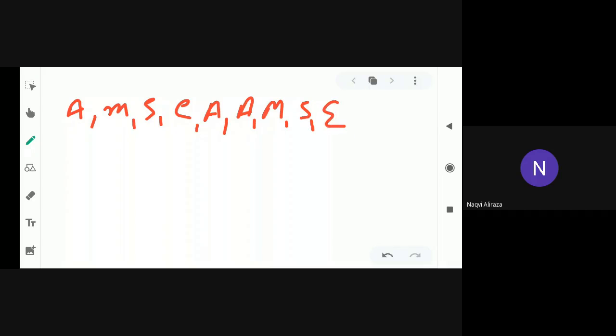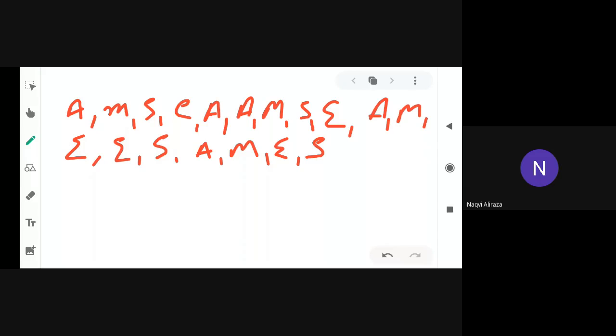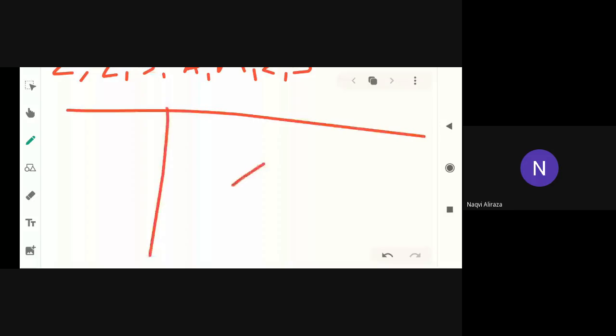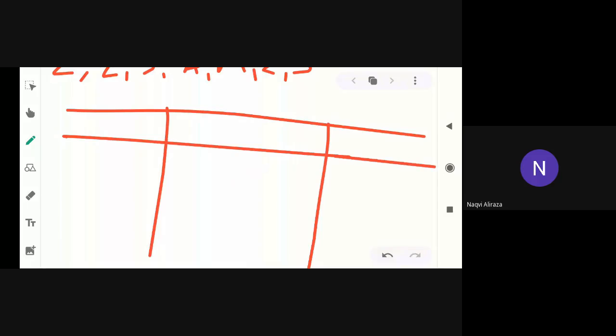For example, here it is given that there are many subjects: art, maths, science, English, arts, maths, science, English, art, maths, English, science, art, maths, English, science, etc. Now we have to convert all this data in the form of organization. And how can we convert? Please see here. First of all, we have to prepare one table in which we put three columns. The first column is for the name of the subject.